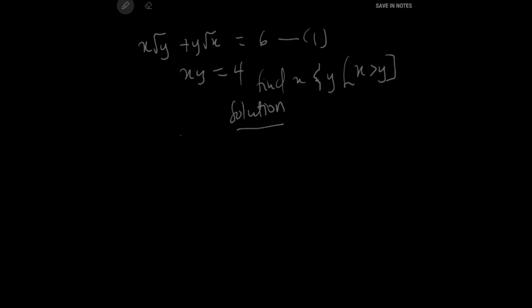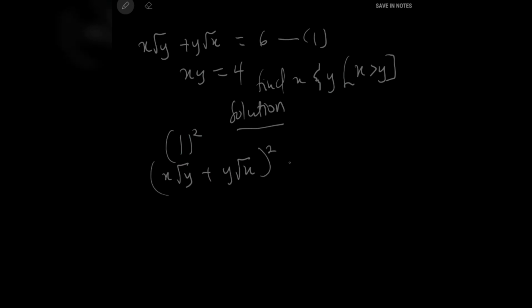Okay, so for our first step, we will square equation 1. We are doing this to get a less simplified equation, so that we can solve it together with equation 2 for the values of x and then y. So we are squaring both sides.